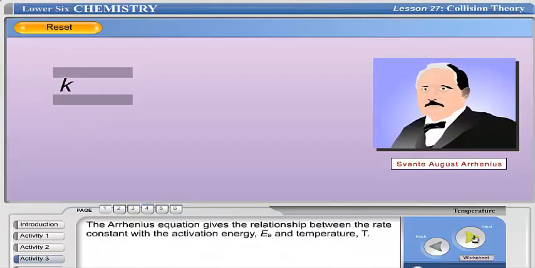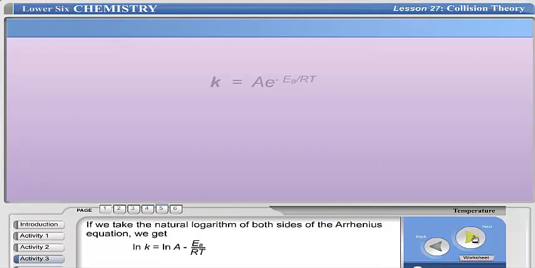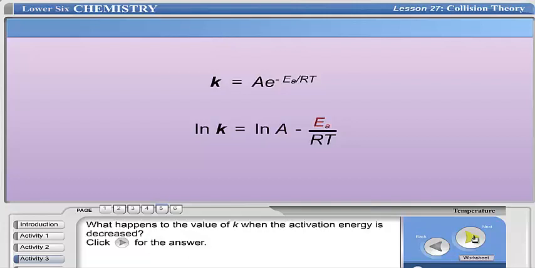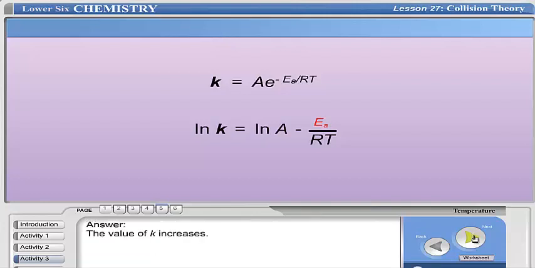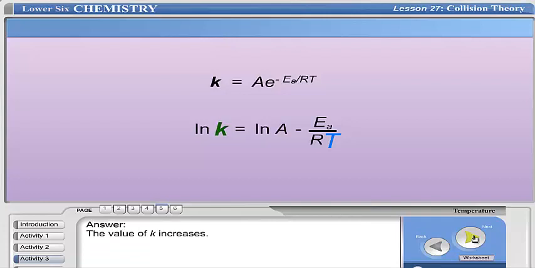The Arrhenius equation gives the relationship between the rate constant with the activation energy EA and temperature T. If we take the natural logarithm of both sides of the Arrhenius equation, we get ln K is equal to ln A minus EA over RT. What happens to the value of K when the activation energy is decreased? Click Next for the answer. Answer: the value of K increases. What happens to the value of K when the temperature is increased? Click Next for the answer. Answer: the value of K increases.